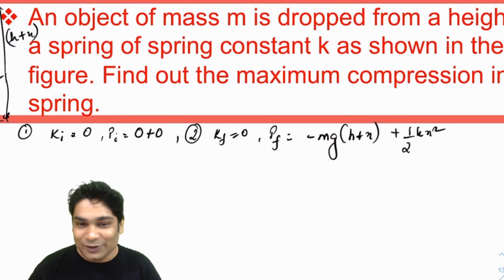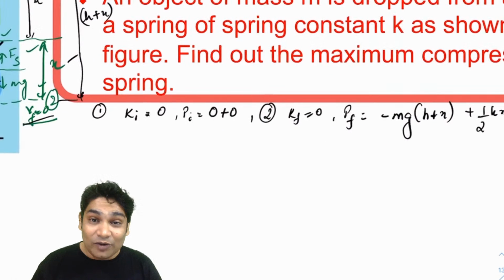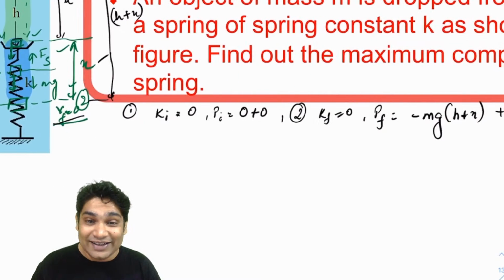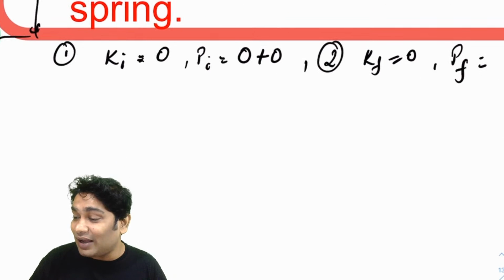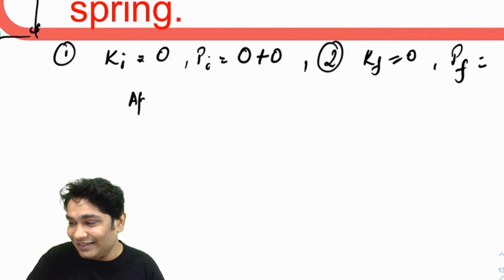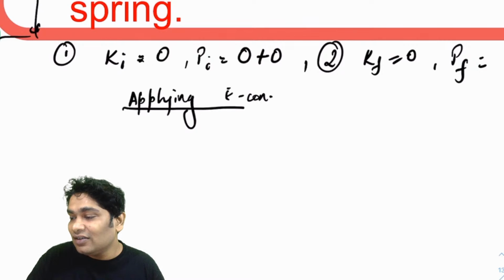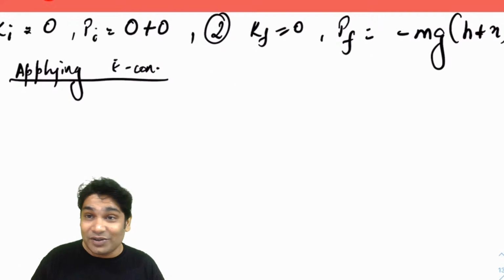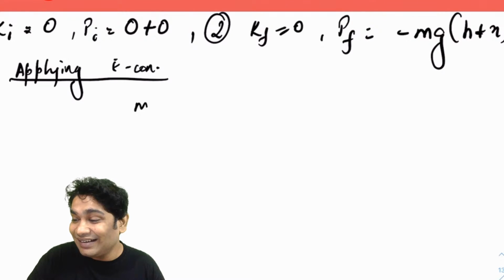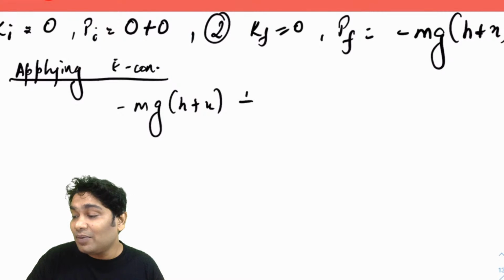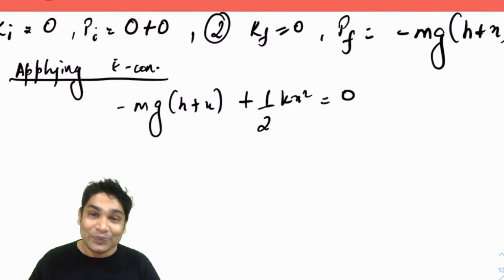So now what we do is we just apply energy conservation. Applying energy conservation, let's see what that gets us. We will actually get a quadratic equation. You realize I will get minus mg(h plus x) plus half kx square equals 0. So that is giving me a quadratic equation.